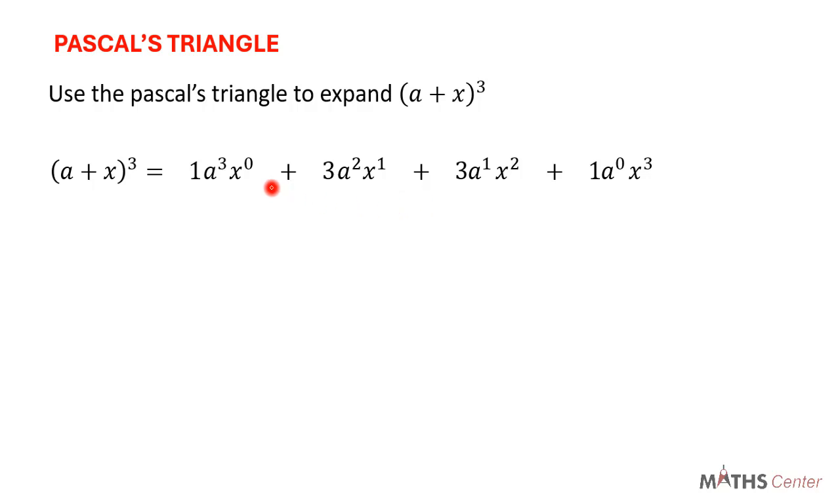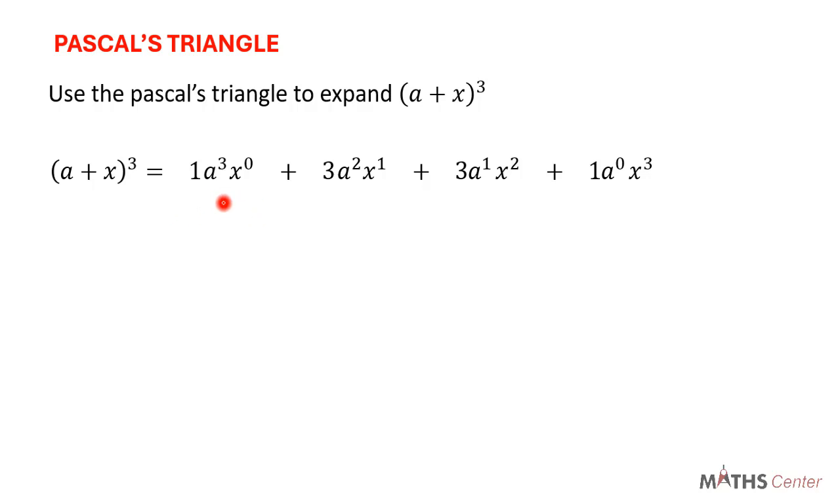Now let's look at something interesting here. When you consider each term, you can see that if you add the exponent of a to the exponent of x, you are going to get 3. So look at this. 3 plus 0 gives us 3. 2 plus 1 gives us 3. 1 plus 2 gives us 3. And 0 plus 3 gives us 3. So when you add the exponents, it's equal to the exponent on the binomial expression.